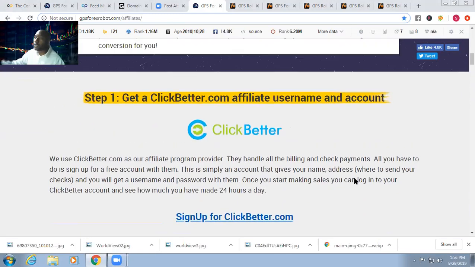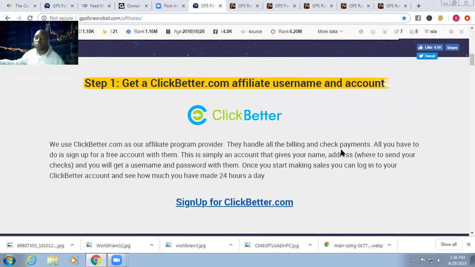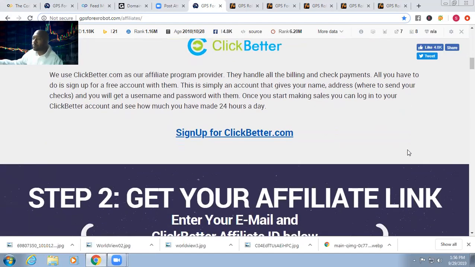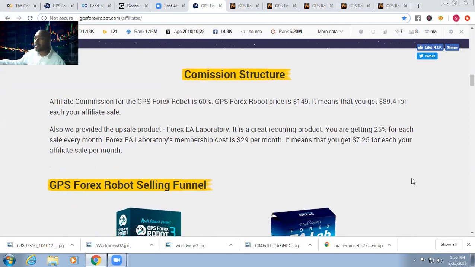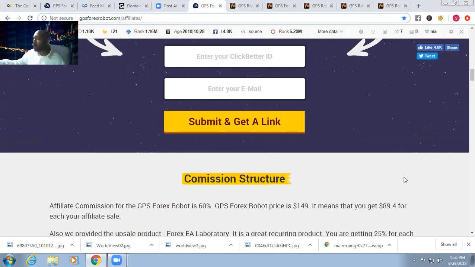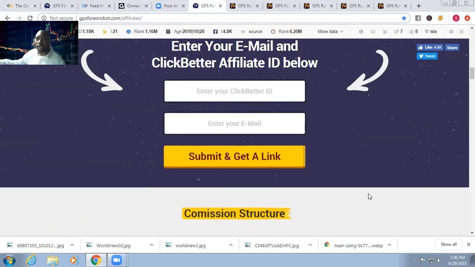Do a search for a GPS Forex robot, and then just grab your affiliate links. And then I'm going to show you in a few seconds how you can just grow your bot. And here's the thing, guys. You can get a robot for yourself. You can get a robot for each one of your children. You can get a robot for friends and family, whatever you decide to do, and then just pump cash into it.